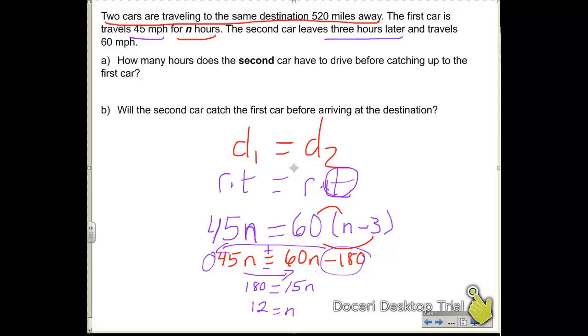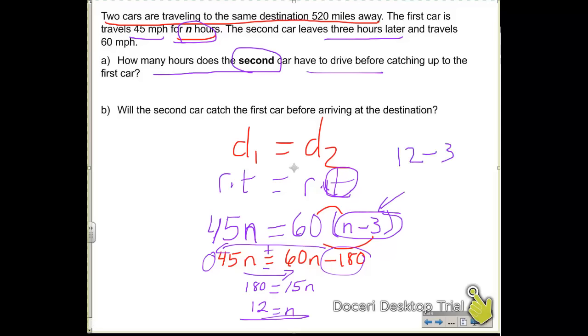So n, which was the first car in hours, drove for 12 hours before it got caught by the second car. Now part A says how many hours does the second car have to drive. The time that's actually driven by the second car is expressed by n minus 3. So since n is 12 and I want to subtract 3 from that, I get the second car driving 9 hours. So it takes the second car 9 hours to catch up to the first car that's already been driving for 12 hours. So make sure you know which question you're actually answering.